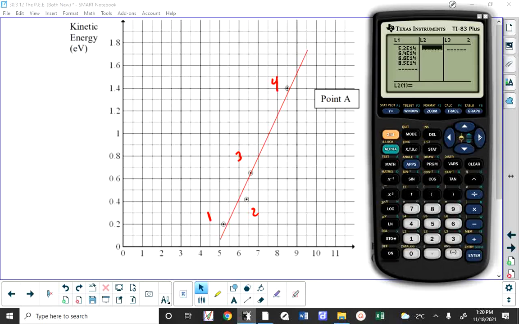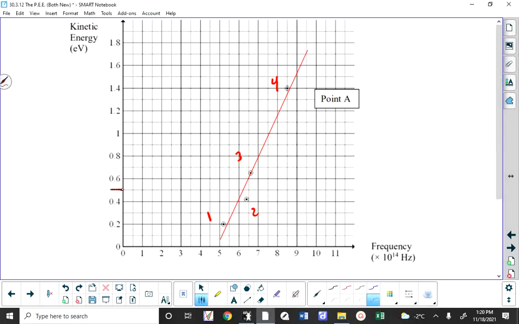So what are my y coordinates? Starting at point 1, it's 0.2 eV. Then, okay, I've got to think about this. This is 0.5. This is 0.4. I would say that that data point is 2/5 of the way there. So 0.42.